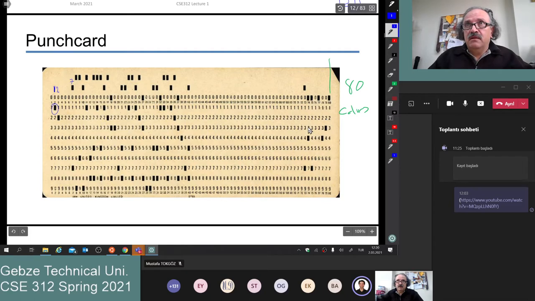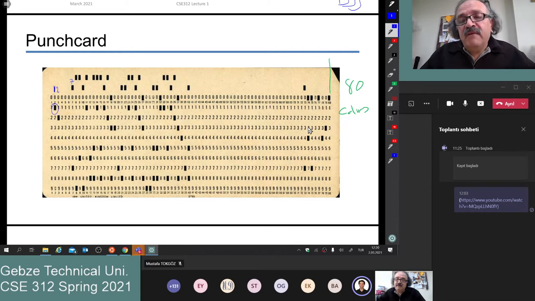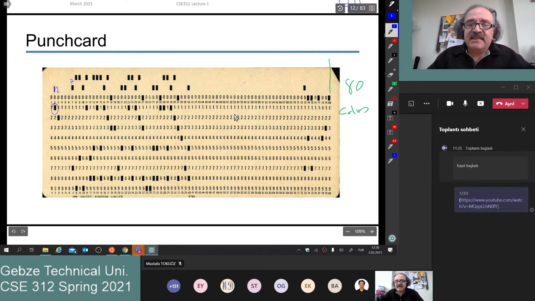Was this how they went to the moon in NASA, or was it a little later? This is the beginning of the 1960s. After that, with NASA, the Apollo computer, they had transistors, and they did something better.